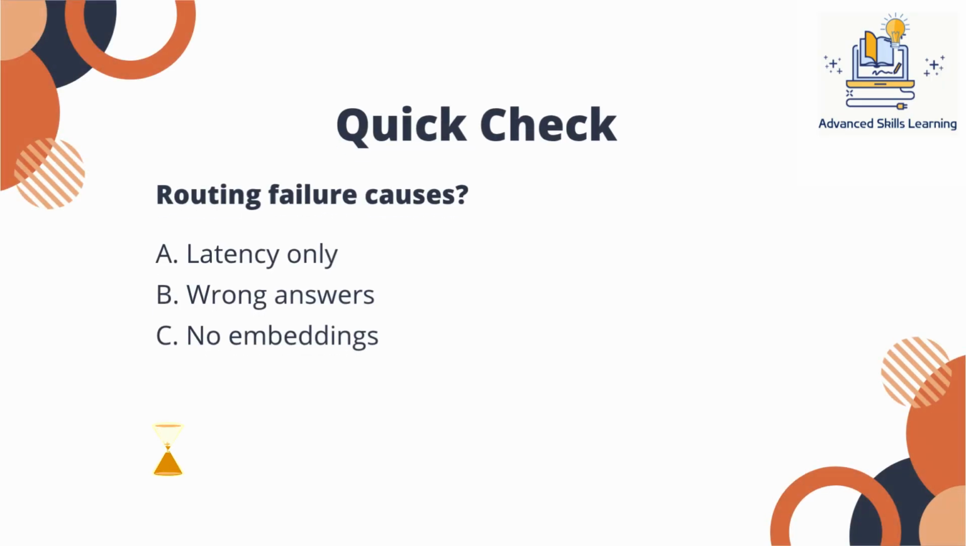Quick check. 2 seconds. What happens when routing fails? A. Does it increase latency? B. Cause wrong answers? C. Break embeddings? Keep your guess. The correct answer is B. Wrong answers. Because if the system queries the wrong index, even perfect retrieval returns irrelevant context, and the model confidently generates incorrect responses.